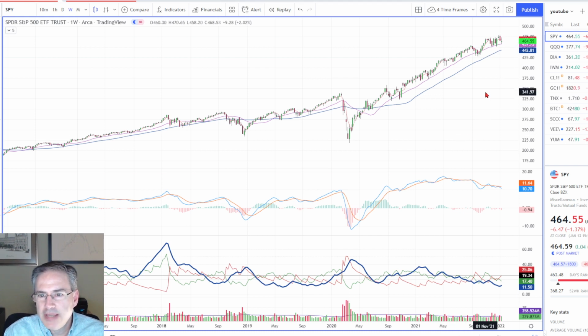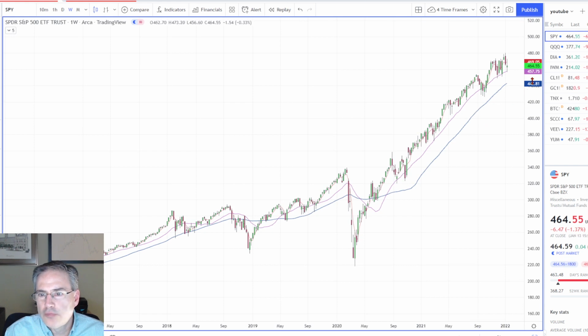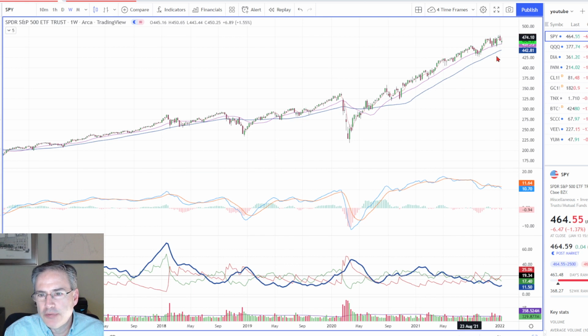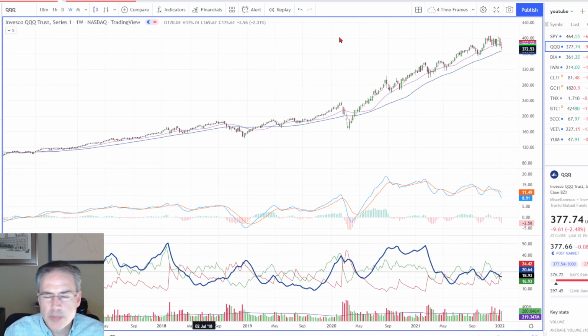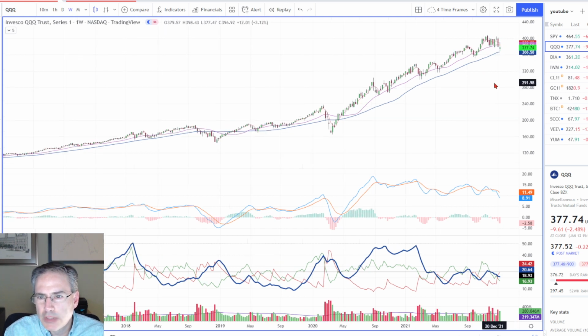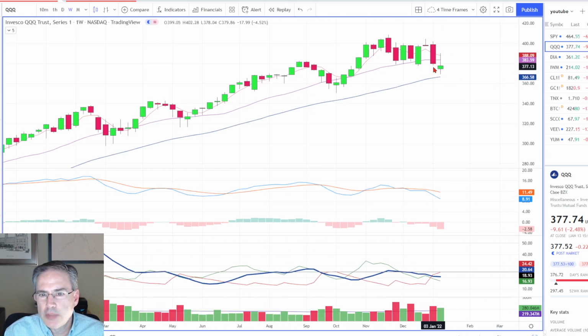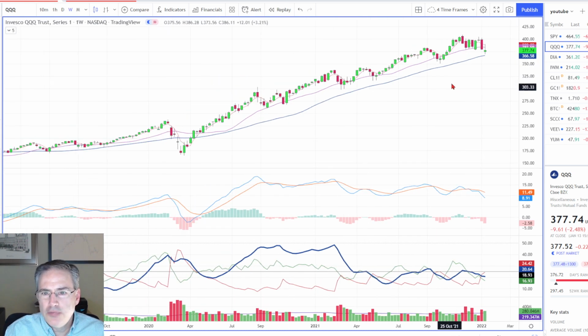So the 18-week is 457.75 on the Spider. If we break that, I would start to get pretty concerned about this one. Now, I'm going to switch over right now to the Qs. Monthly is basically the same, but look at the difference here. We've broken the 18-week. We closed below the 18-week last week on the QQQ, and now we're following through to the downside. So I would view that as an official break of this 18-week.